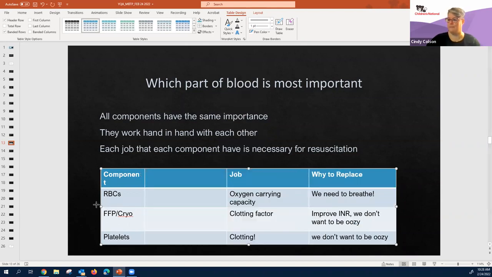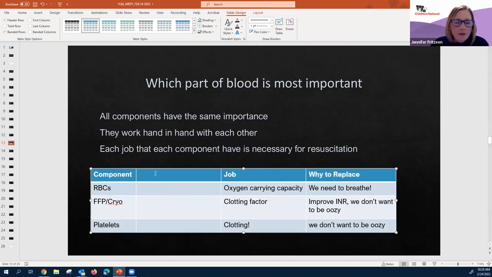Let's see. Insert. There we go. Okay. So red cells are in pack A, B, and C. FFP is in A, B, and C. But cryo is only in pack C. Sorry, Cindy, pack A, B. Cryo is only in C. Okay. And platelets are only in pack B.